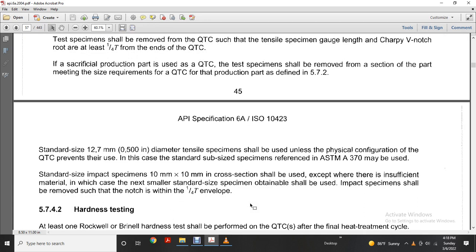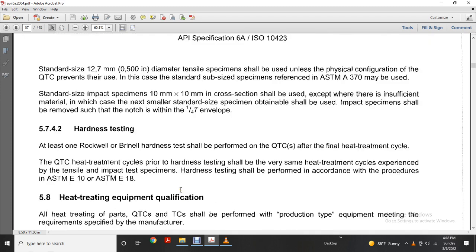A standard-size half-inch diameter tensile specimen is used unless the physical configuration of the qualification test coupon prevents its use, in which case a standard subsize specimen per ASTM A370 may be used. A standard-size impact specimen, 10 millimeter by 10 millimeter in cross section, is used except for thin material, in which case the next smaller standard size specimen obtainable shall be used. The impact specimen shall be removed with notches within a quarter-inch thickness envelope.